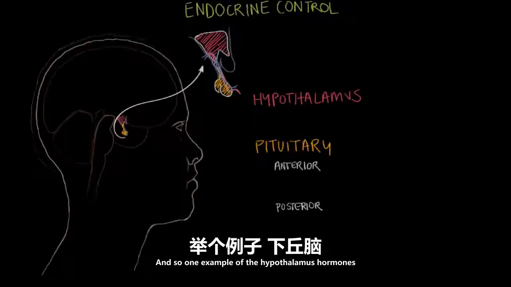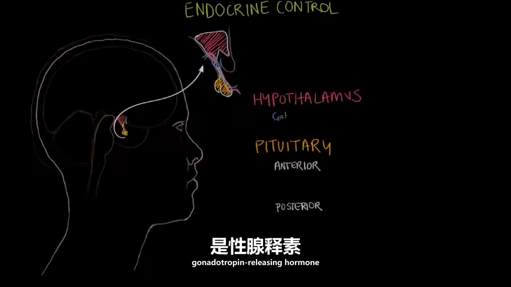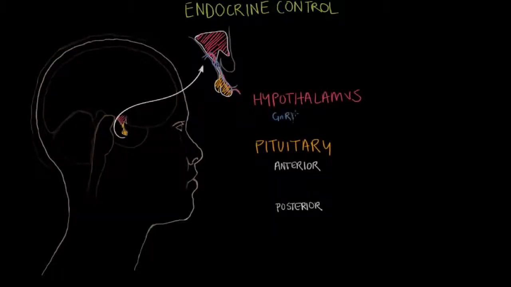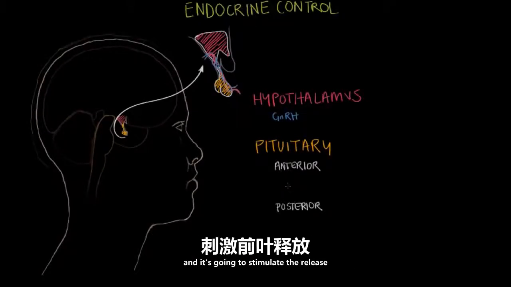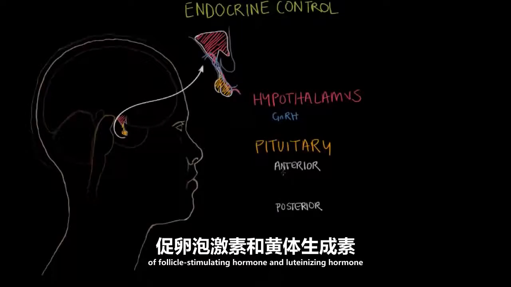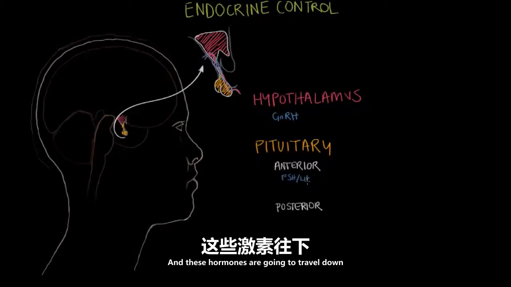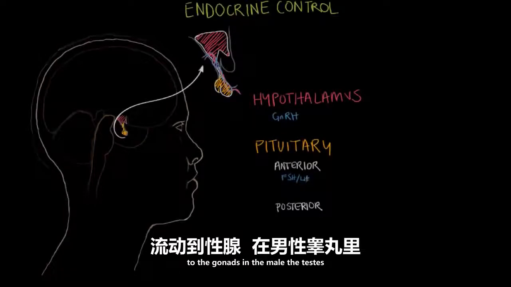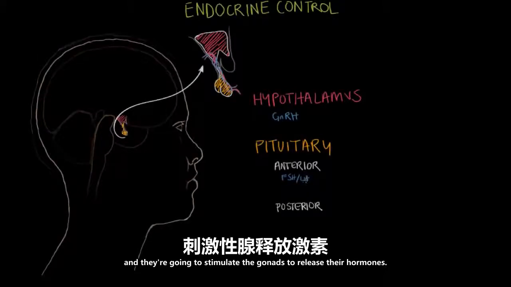One example of the hypothalamus hormones that signal the pituitary gland is gonadotropin-releasing hormone, or GnRH. Gonadotropin-releasing hormone is going to go down to the anterior pituitary, and it's going to stimulate the release of follicle-stimulating hormone and luteinizing hormone, so FSH and LH. And these hormones are going to travel down to the gonads, in the male the testes, in the female the ovaries, and they're going to stimulate the gonads to release their hormones.